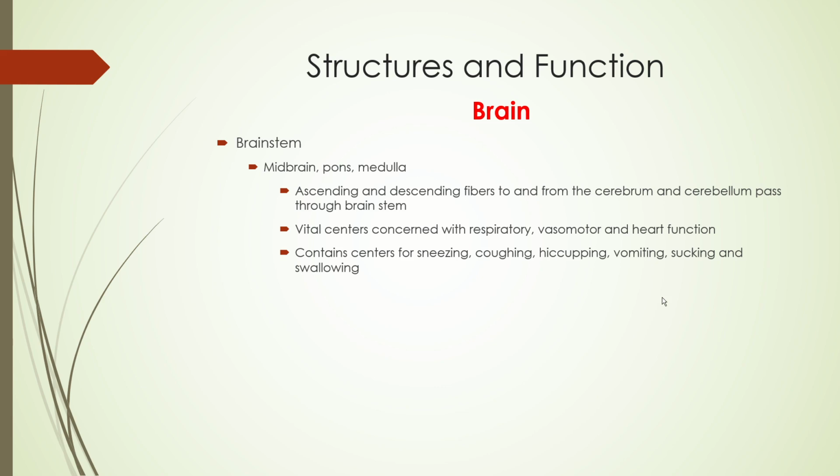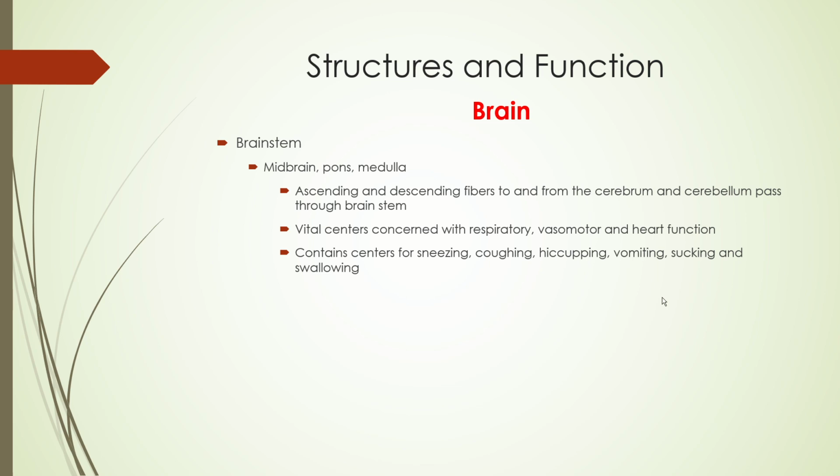The brainstem includes the midbrain, the pons, and the medulla. The ascending and descending fibers to and from the cerebrum and the cerebellum pass through the brainstem. So this is key. The brainstem is concerned with respiratory, vasomotor, and heart function. Most people understand the significance of the brainstem, but we really want to make sure that you understand that if we have an issue with the brainstem, it is typically an extremely severe problem that is highly fatal.